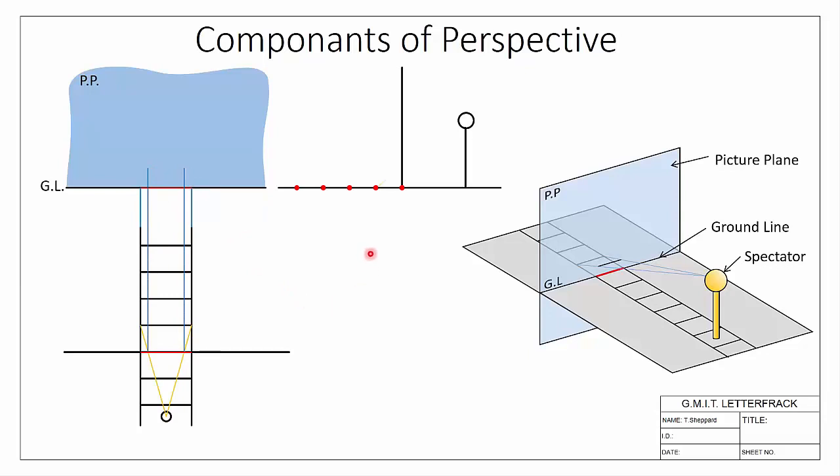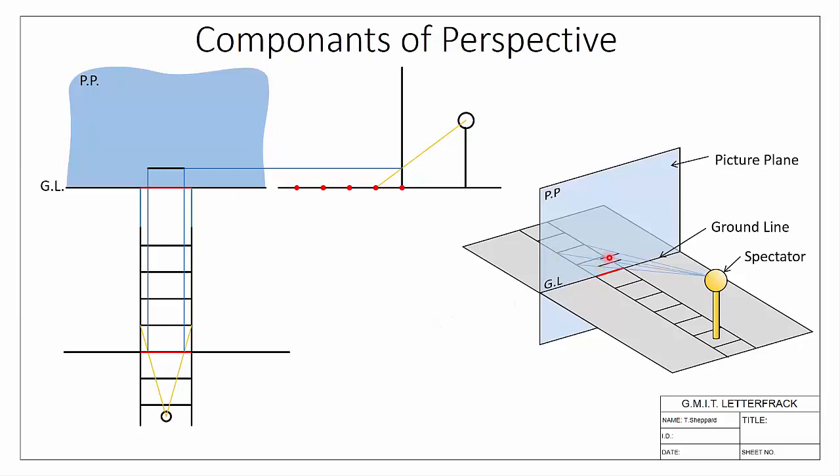To locate the position of it, we're just going to bring it up to our spectator in our end view, and where it crosses the picture plane, again we're going to bring it across, and that locates the position of it. And you can see it's above the ground line as it goes off further into the distance. So we're going to do the same thing with our second sleeper.